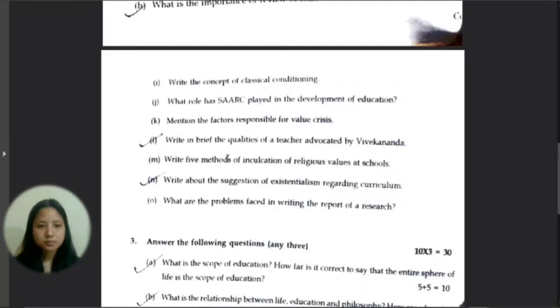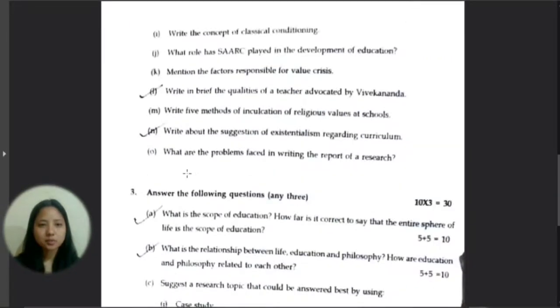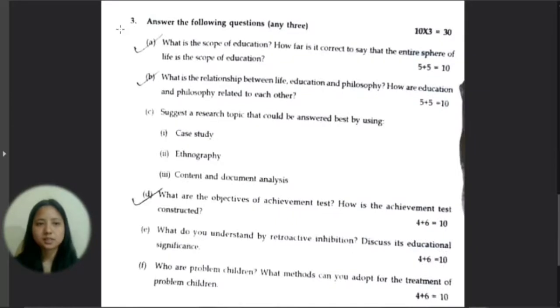Next is, write in brief the qualities of a teacher advocated by Vivekananda. Next is, write 5 methods of inculcation of religious values at schools. Next is, write about the suggestion of existentialism regarding curriculum. Next is, what are the problems faced in writing the report of a research. So in the last section, that is the third section, here one has to answer any 3.